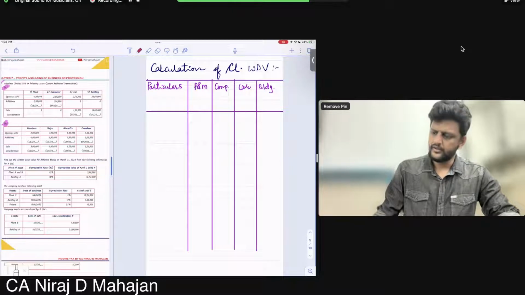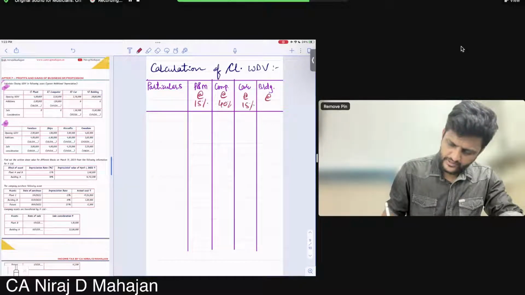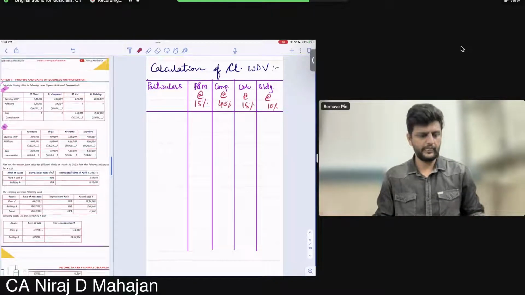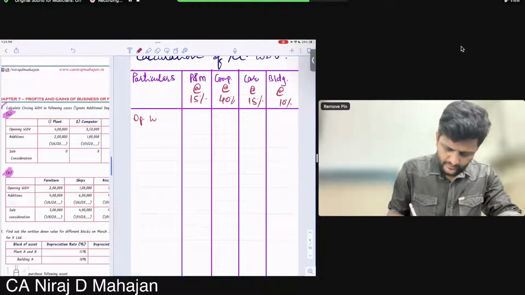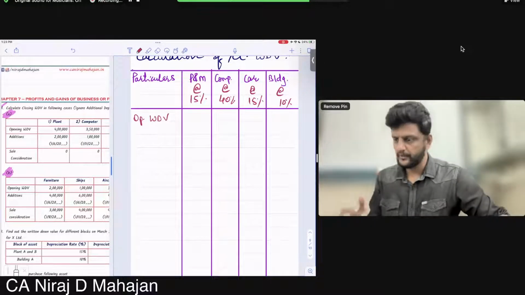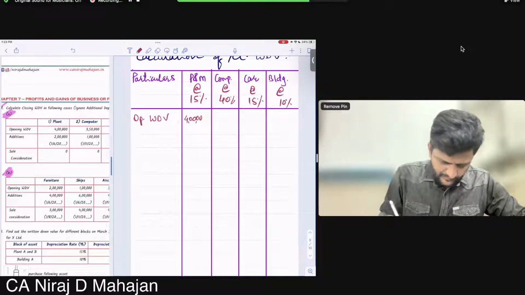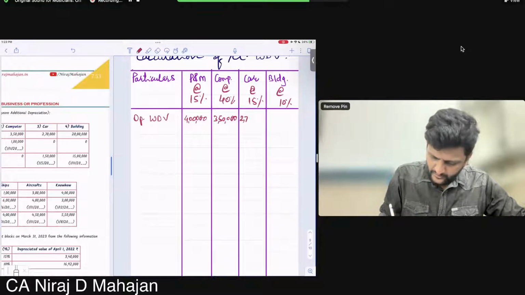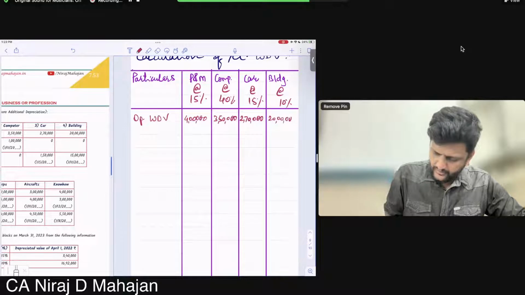Ready? This is 15%, the rate of depreciation, computer 40%, motor car 15%, building 10%. Fine? So the format we have just discussed: opening WDV. Yes, tell all of you. Opening WDV: 4 lakhs, 3,50,000, 2,70,000 and 20 lakhs. Fine, all of you?